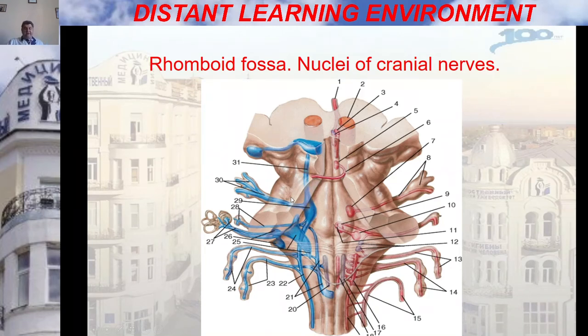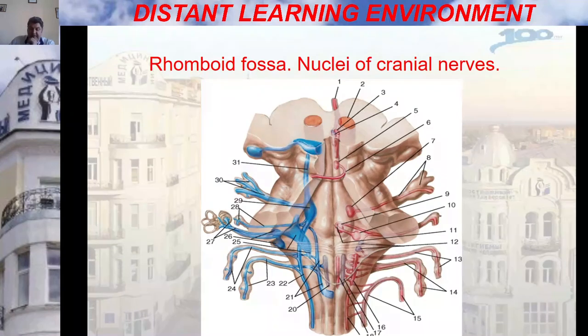Projection of the cranial nerve nuclei onto the rhomboid fossa. So you may see the 12th pair, the hypoglossal nerve, in red color, number 18. It has a single motor nucleus located in the inferior part of the rhomboid fossa, deep in the hypoglossal triangle.